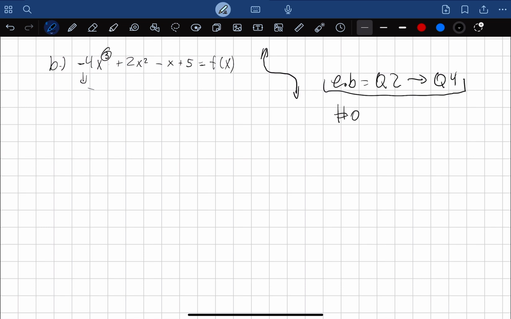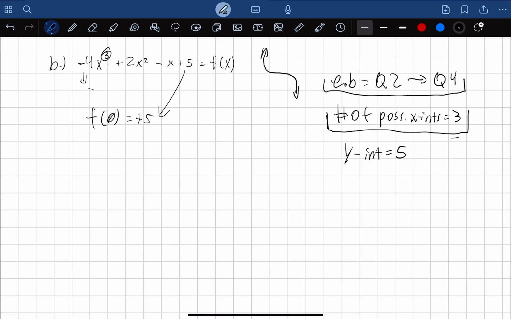As for the number of possible x-intercepts, that is just going to be 3, because again, it's equal to our degree, which is 3. So we get number of possible x-intercepts is equal to 3, and then our function at 0 is going to be equal to positive 5. So we have a y-intercept of 5.